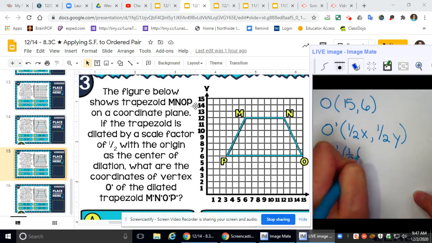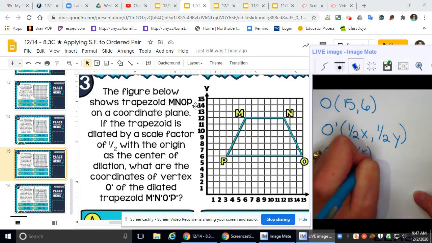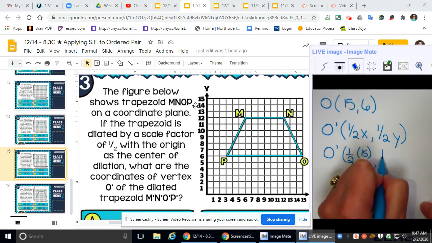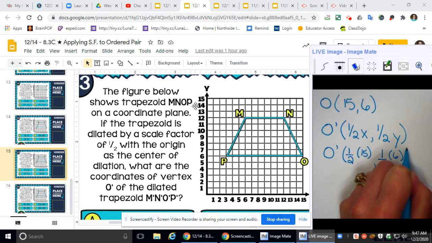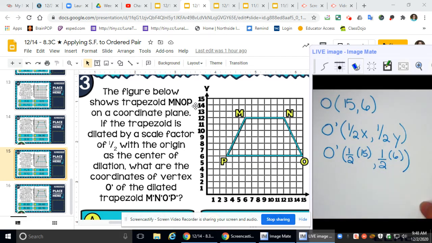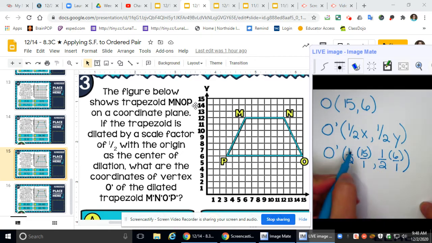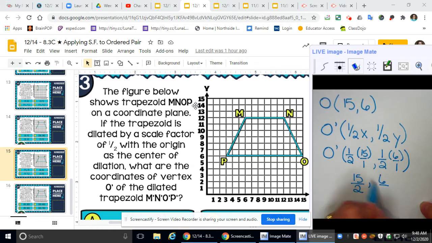1/2 times 15. Now I'm using parenthesis notation for multiplication there. And 1/2 times 6. All right, so now the next part is we have to remember our rules for multiplication. So I'm going to put it over 1 to make them both fractions. Multiply across. 1 times 15 is 15. 2 times 1 is 2. And 1 times 6 is 6. And 2 times 1 is 2. So far, this is what it looks like. Now let's see if we can simplify. Sorry, that should be a prime.